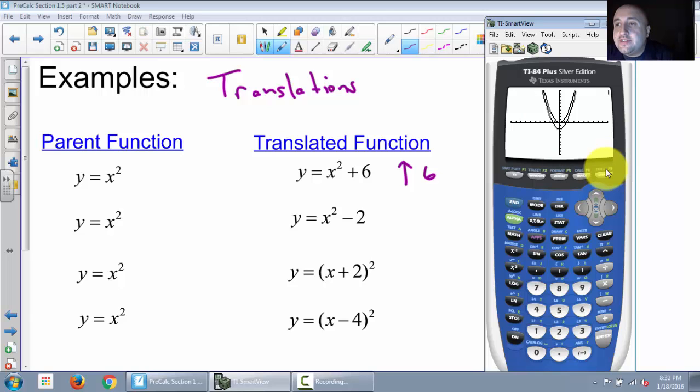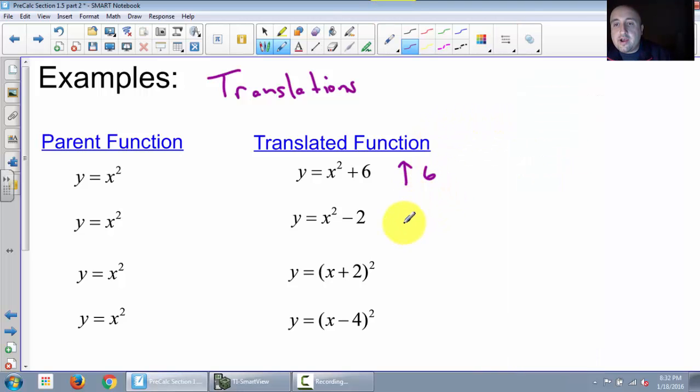And notice that it moved it down. Took that whole parabola and moved it down 2 tick marks. All right, so this one right here moves our graph down 2.